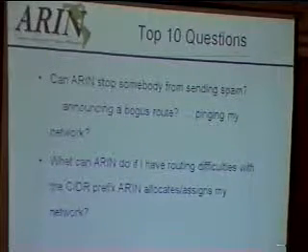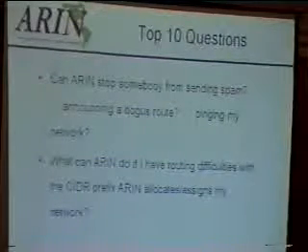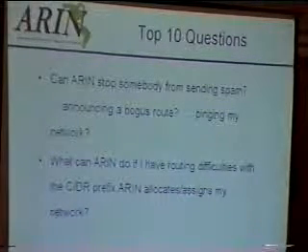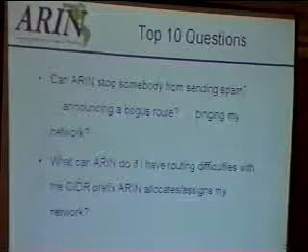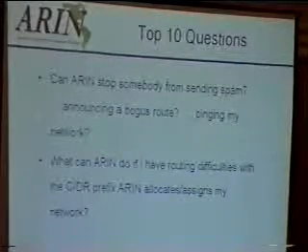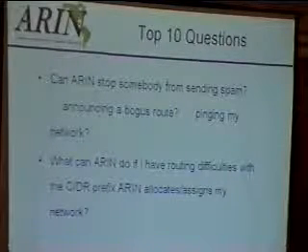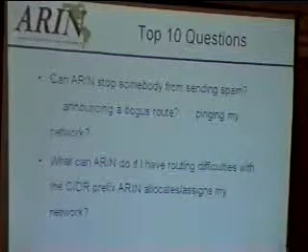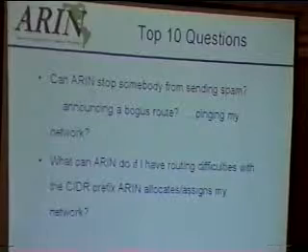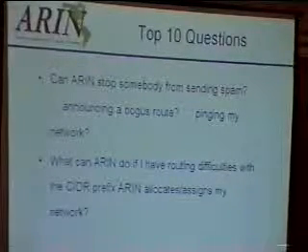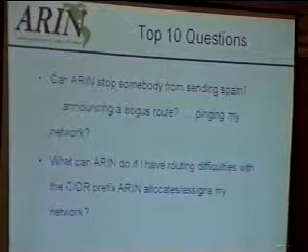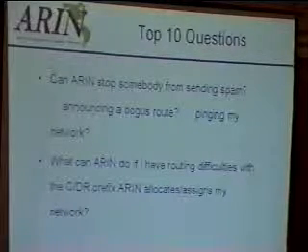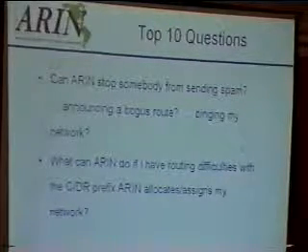What can ARIN do if I have routing difficulties with the site or prefix ARIN allocates or assigns my network? Now, ARIN is a registry. We do not tell the operators what your routing policy should be. So if you want to filter at /22s or something like that, that's up to you. We can't tell you not to do that. So if ARIN allocates, say, a /22 to an organization, and for some reason they're having problems with the routability of that address space, there's really nothing ARIN can do about that, because ARIN does not set routing policy for the operators. You do that yourselves. So basically an organization would have to deal with the entity that's causing the conflict.